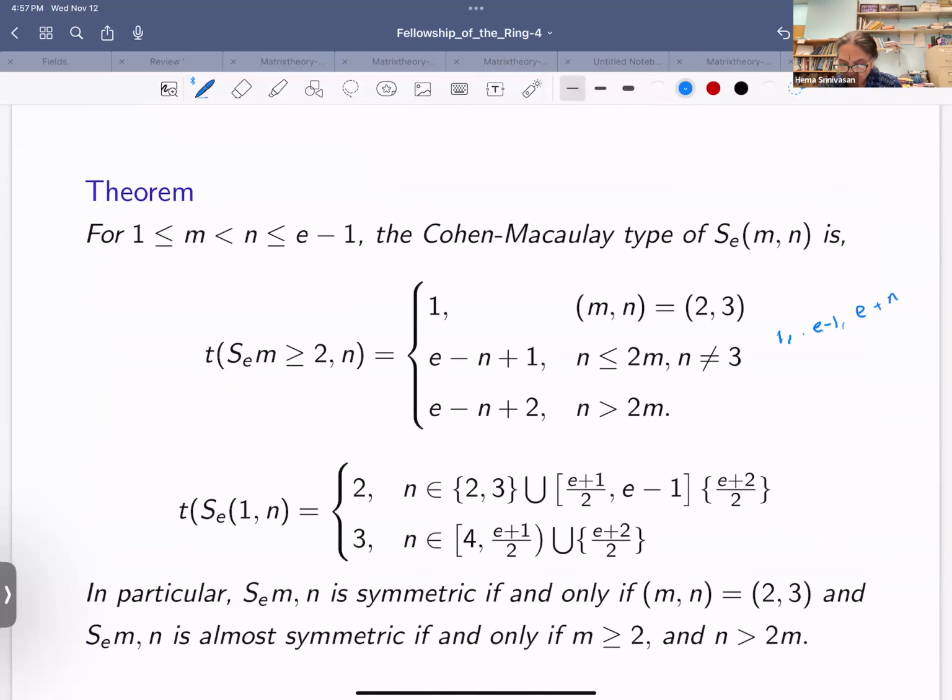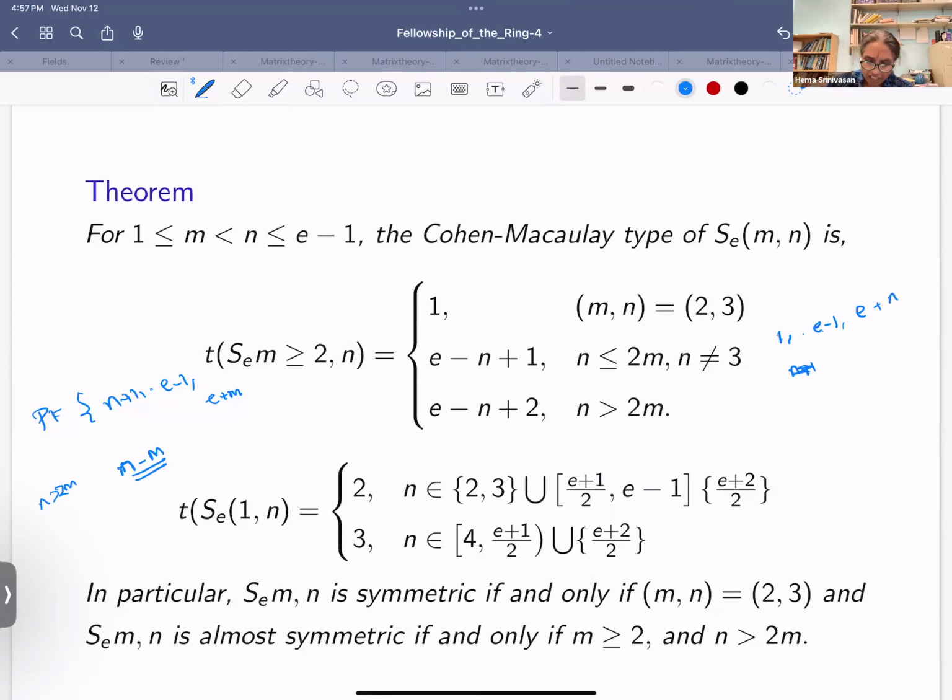Right, that's it. And then what is the pseudo-Frobenius in this case? The pseudo-Frobenius numbers are going to be from n plus 1, maybe I'll just write that, up to e minus 1. And then I'm going to have this e plus m, which is not there, but if I add anything to it, it is there. And in this particular case, when n is bigger than 2m, I'm going to get an extra number. This n minus m will be an extra one, and that's what makes the type go up by 1.